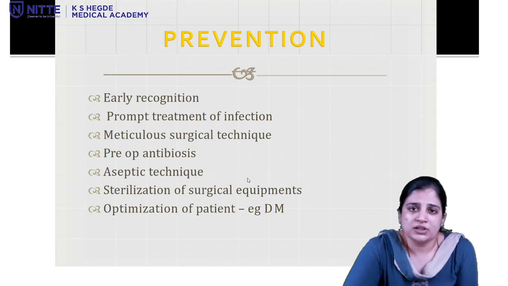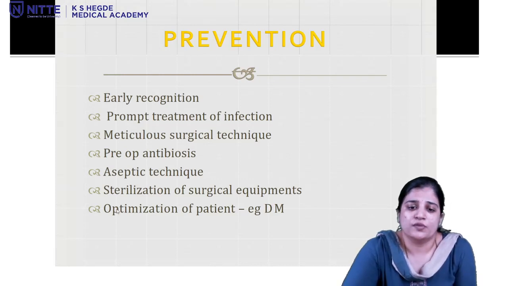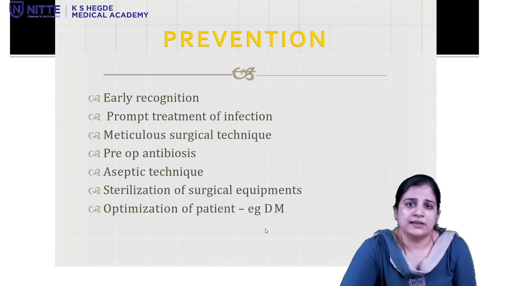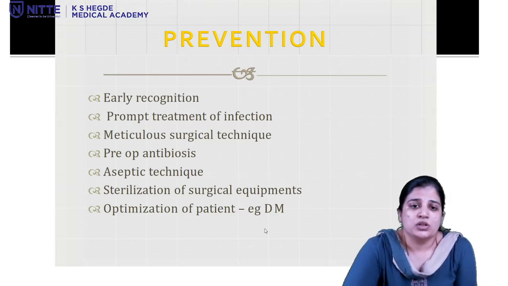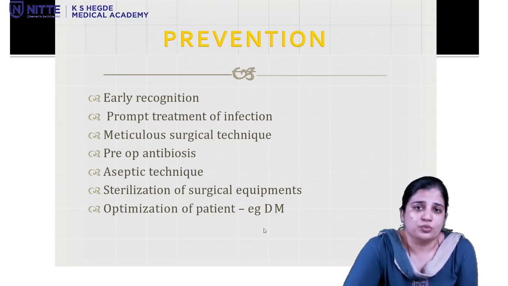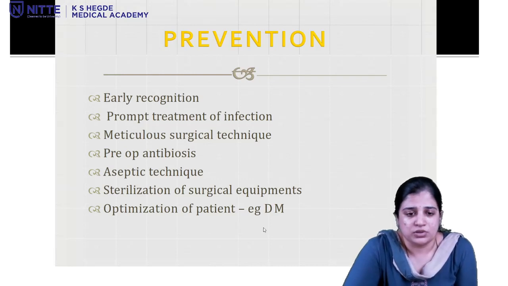So how is prevention done? It is by early recognition, prompt treatment of the infection, meticulous surgical technique, and preoperative antibiotics have to be given. Aseptic technique has to be followed whenever you are doing any type of surgery or any examination. Sterilization of surgical equipment has to be done properly and routinely, and meticulously also. Optimization of the patient: if the patient is diabetic, then you have to sensitize the patient about the chance of diabetic foot and more chances of infections. Also you have to do more sensitization of the public.